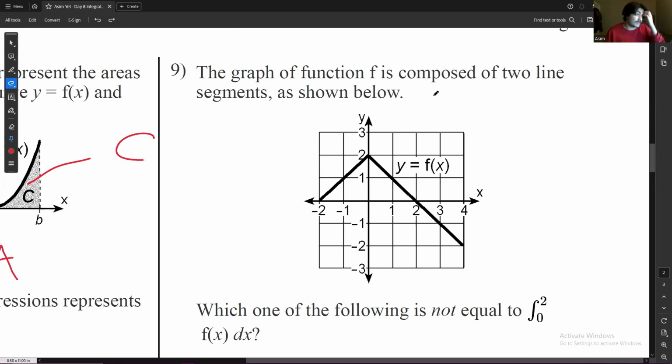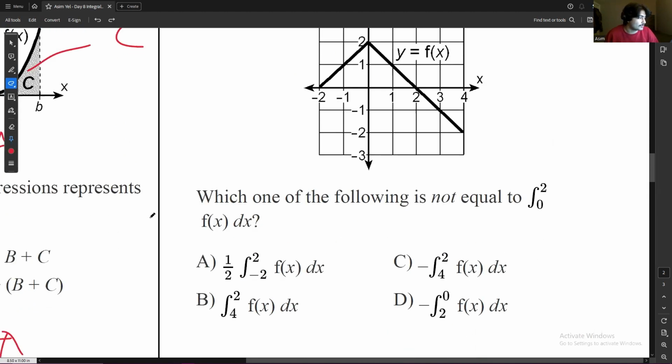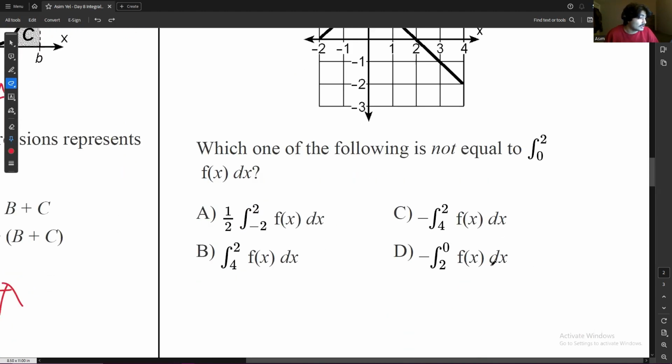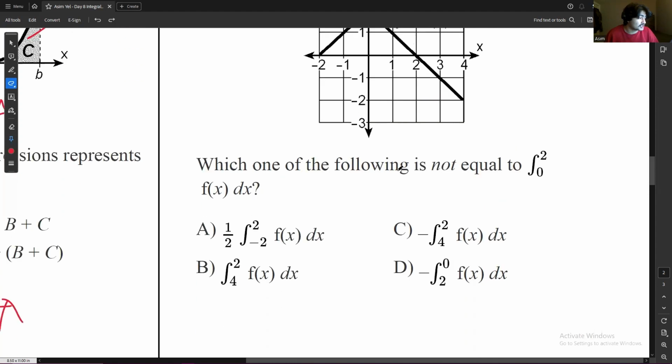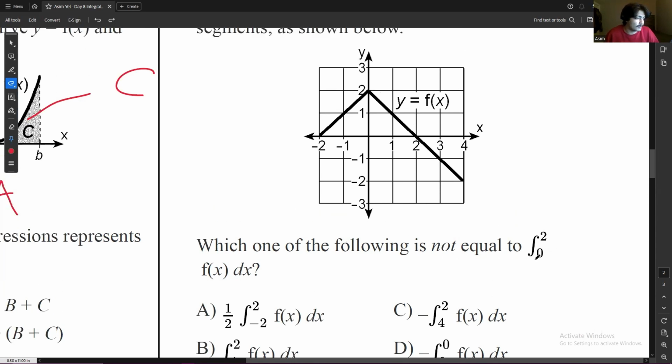The graph of function f is composed of two line segments as shown below. Which one of the following is not equal to the integral from 0 to 2 of f of x dx? So actually you just have to look at the answer choices and find which one is not equal to this. First of all, let's start with finding the integral from 0 to 2 of f of x dx. 0 to 2 over here.